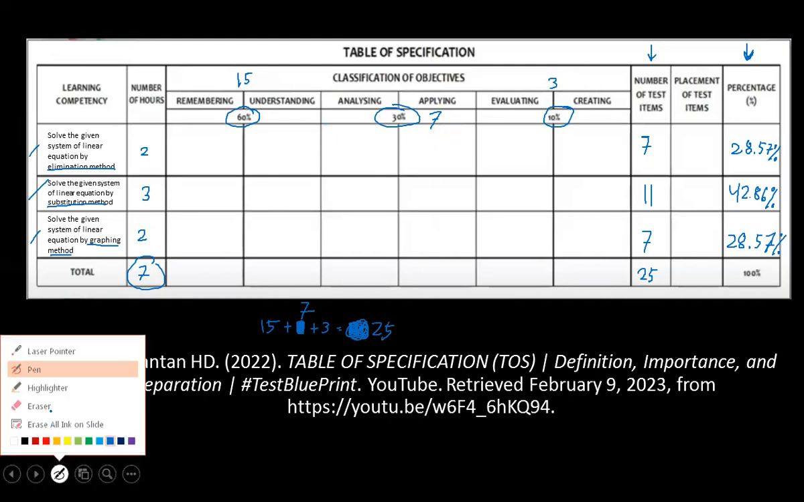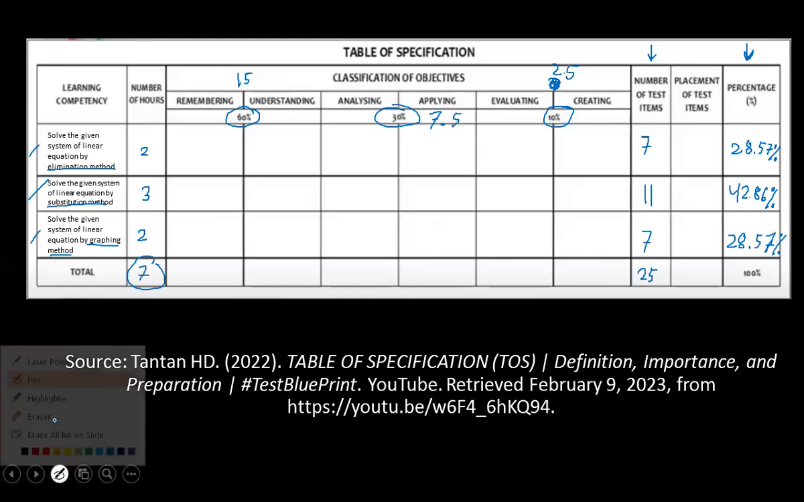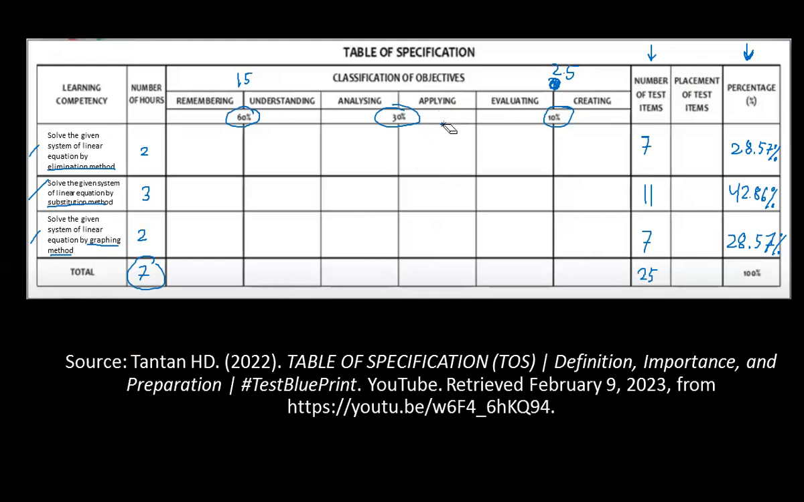Or, pwede ka pa mag-adjust. Di ba sabi ko si 7, 7.5 siya? Tapos sa evaluating and creating, 2.5 siya. Exactly, 2.5. Pwede kong gawin is that, i-round off ko si 7.5. So, magiging 8 yan, di ba? So, that's 8.